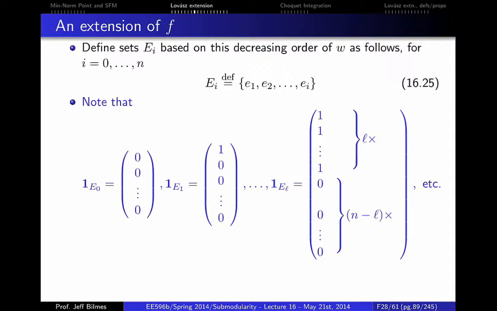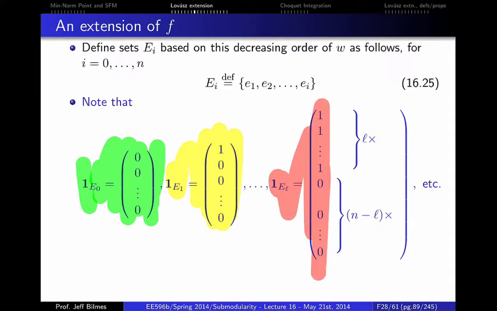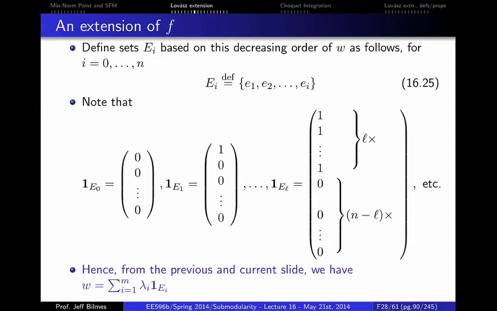And so we have these characteristic vectors. 1_{E_0} is the all-zero vector. 1_{E_1} is the vector where you've got a 1 and the rest zeros. In general, 1_{E_l} is a vector with l ones followed by n minus l zeros. Everybody see that? It's just basically geometry. And as the previous slide said, we can write w in this way: w is like a mixture of these characteristic vectors of the sets.